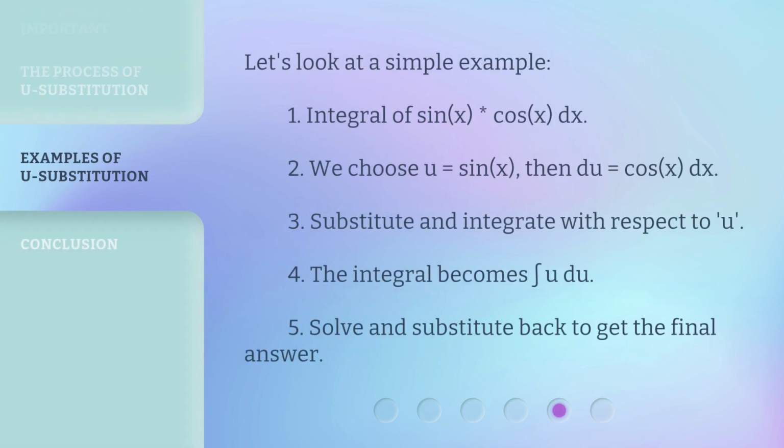Let's look at a simple example. 1. Integral of sin x times cos x dx. 2. We choose U equals sin x, then du equals cos x dx. 3. Substitute and integrate with respect to U. 4. The integral becomes integral U du. 5. Solve and substitute back to get the final answer.